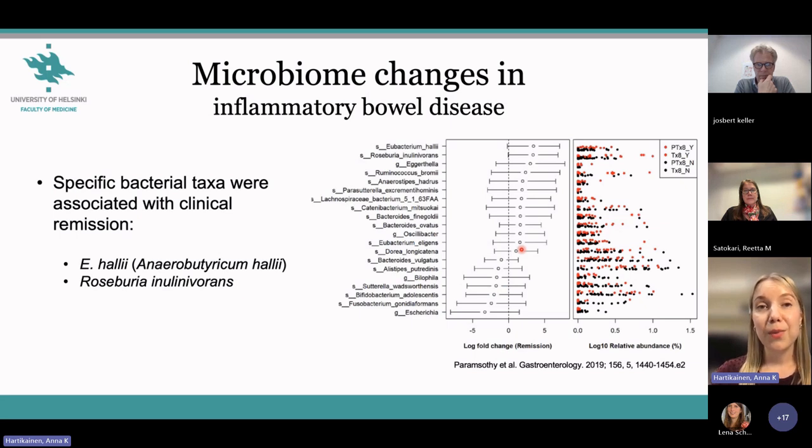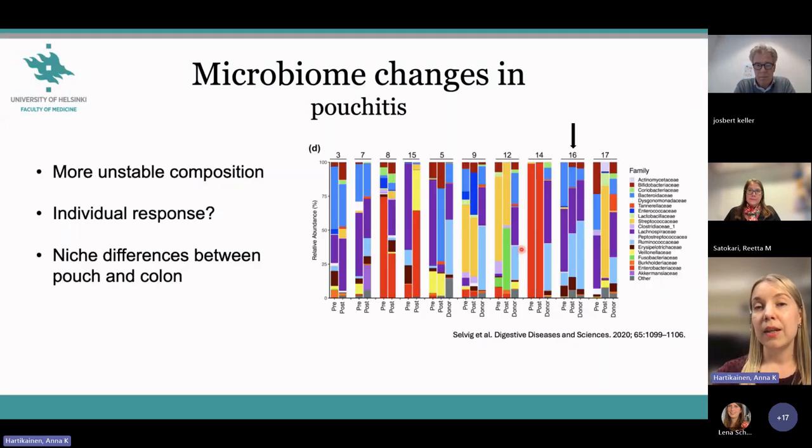Also, Paramsopti et al. showed that there were specific bacterial taxa associated with clinical remission in inflammatory bowel disease. For example, Eubacterium halli, nowadays Anaerobutyricum halli, and Roseburia inulinivorans were increased in patients that stayed in remission. And then something about the pouchitis.